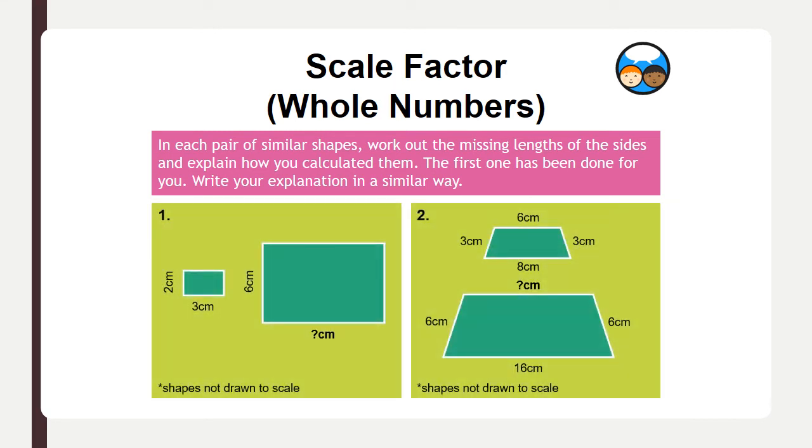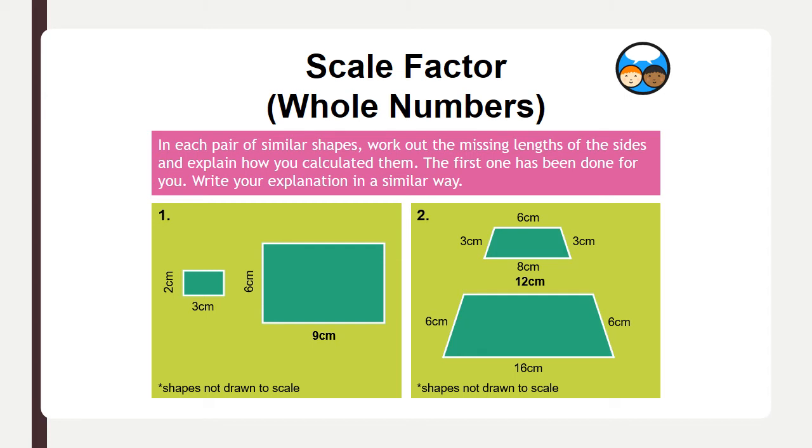Looking at the 2 shown on screen, I'd like you to find out the missing lengths and then write down your explanation. Brilliant. So we can see on the first one, the rectangles, the smaller one has a length of 2 centimeters and the larger has a length of 6 centimeters. We've multiplied the 2 by 3 to get 6 centimeters. So we do the same with the 3 centimeters width, multiply it by 3 and we get 9 centimeters.